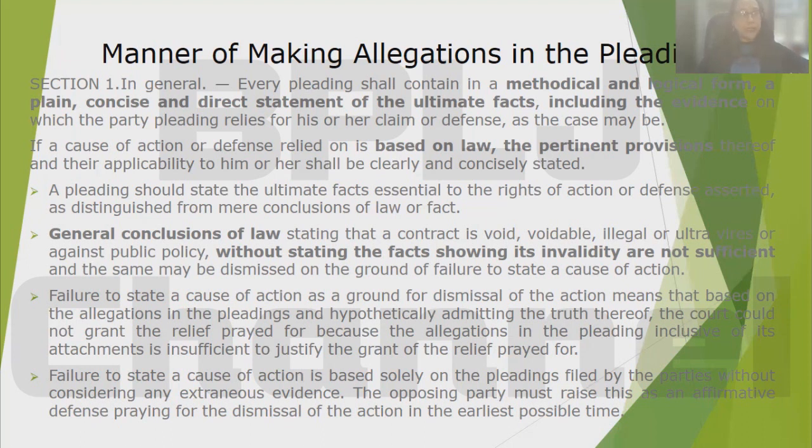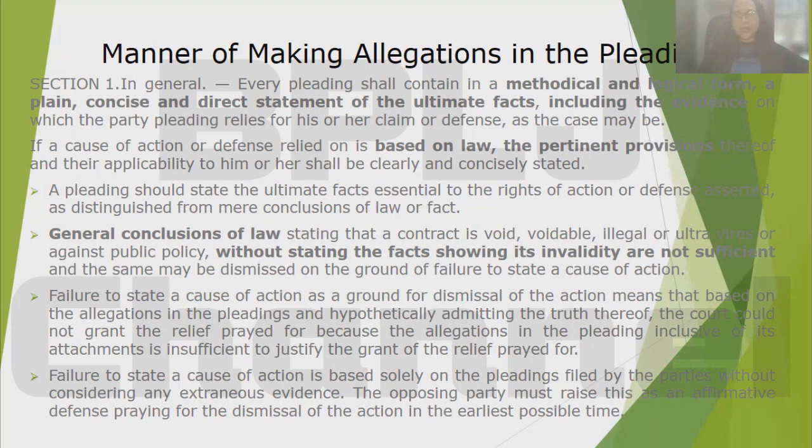So the contents of a pleading must include, first, the ultimate facts of the cause of action or the defense; the evidence, which consists of testimonial, object, and documentary evidence; and the law relied upon in support of your position or claim. General conclusions of law stating that the contract is void, voidable, illegal, or ultra vires or against public policy, without stating the facts showing its invalidity, are not sufficient, and the same may be dismissed on the ground of failure to state a cause of action.